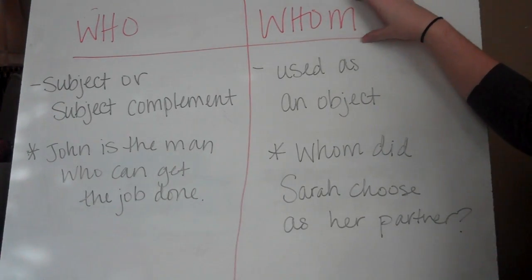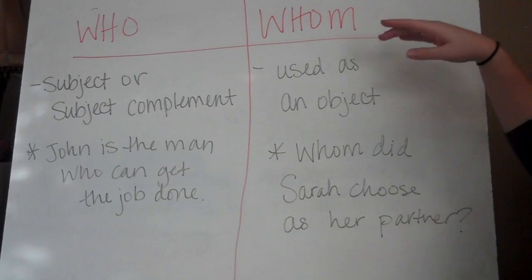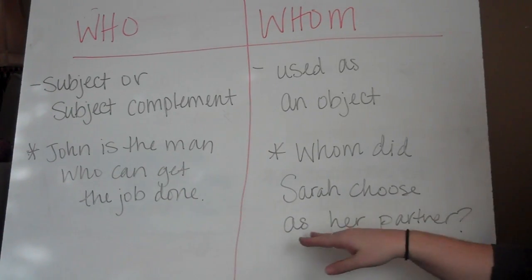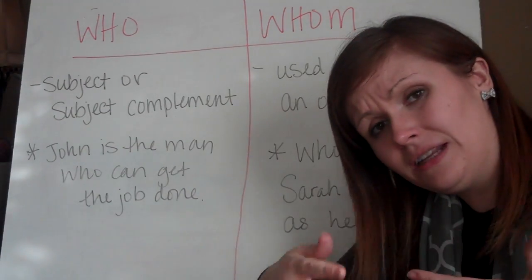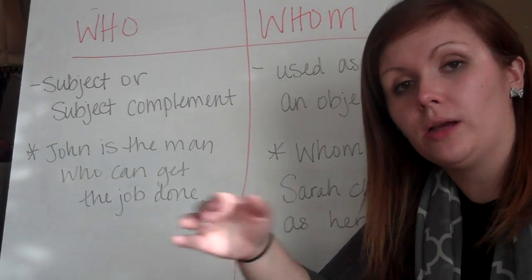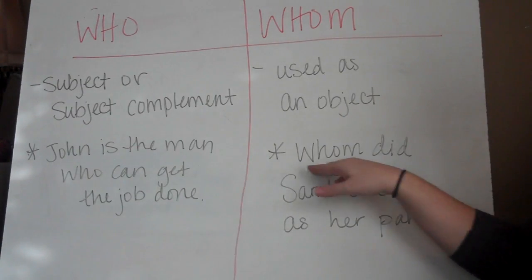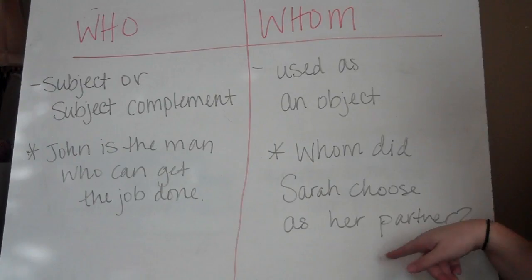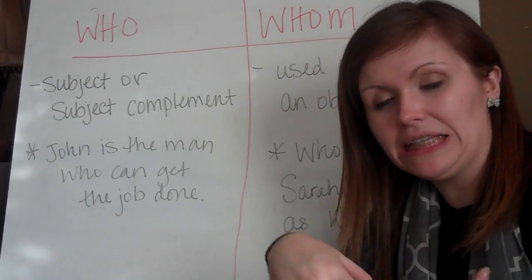Now, if you want to use the word whom with an M on the end, it's going to be used in the object place in the sentence. So you would say, whom did Sarah choose as her partner? If you were rewording that sentence, you could see how it would fit into the direct object position. Replace it with a name like Mitchell. You could say, Sarah chose Mitchell as her partner, and that would be the direct object in that case in the sentence.